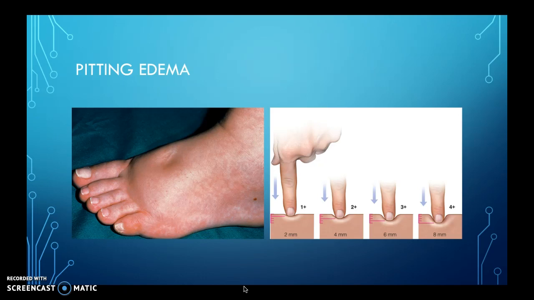As you gain practice, you will be able to determine if it's +1 through +4, and also some facilities have different millimeters that will determine the extent of their edema.